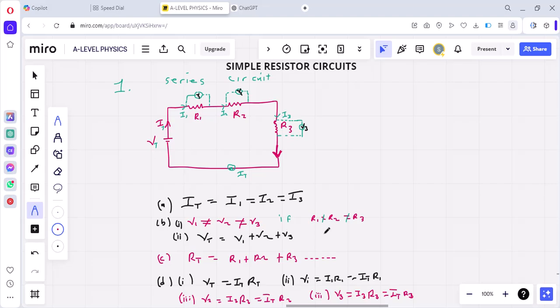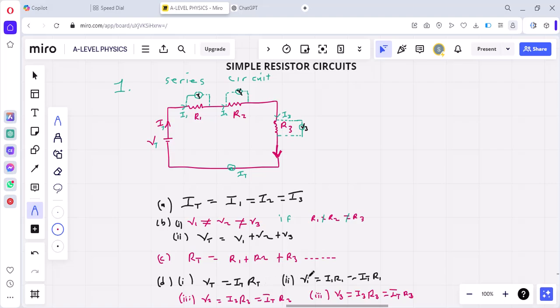Now to find the total resistance of the circuit, we just add the resistors R1 plus R2 plus R3 plus R4 plus R5. You add all the resistors that are connected in series to get the combined resistance. Now, how is the total resistance of the circuit related to the total voltage and the total current of the circuit? Well, we can relate these three using Ohm's law. That means the total voltage is equal to the total current times the total resistance.